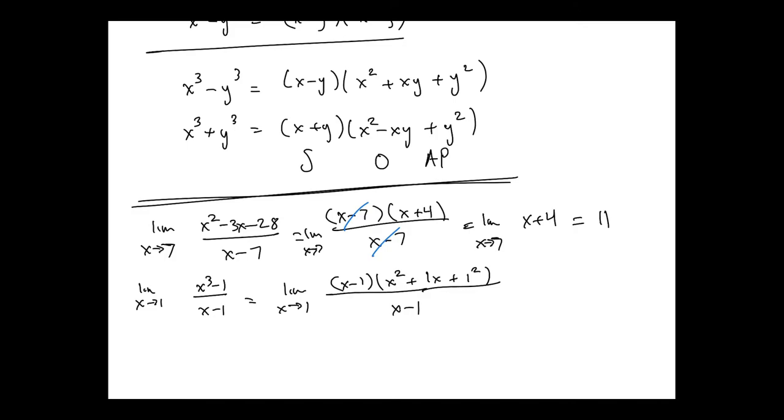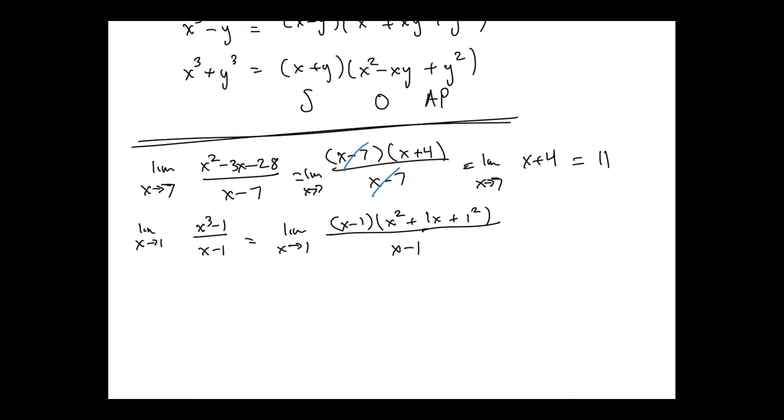Okay, now what? Yeah, exactly. The x minus 1's cancel, and now we're in good shape because what's left is just a polynomial. Okay, so no issues. We can just plug in, and in this case, what do we get? 3. Okay, great.